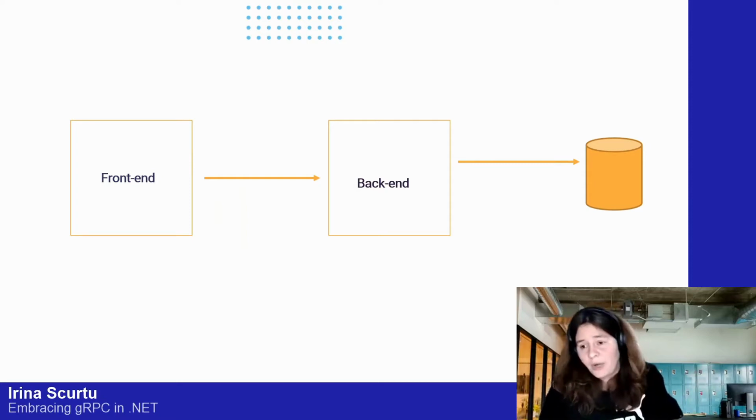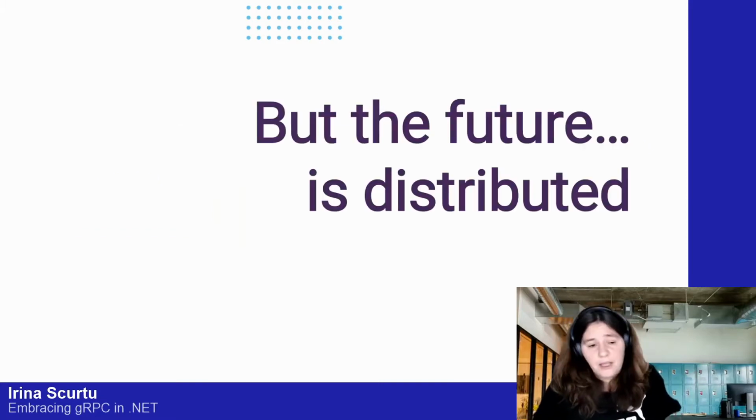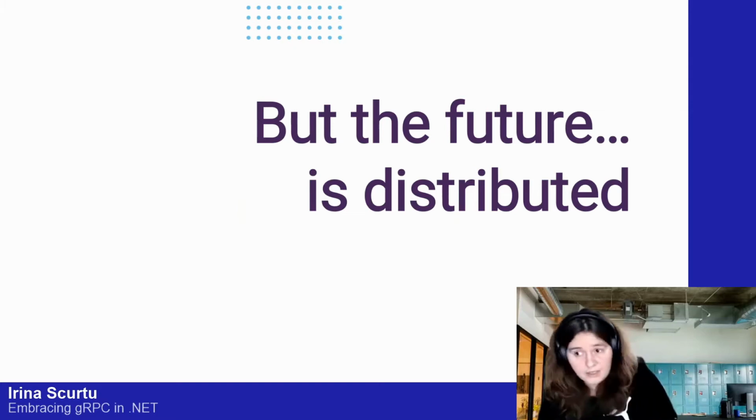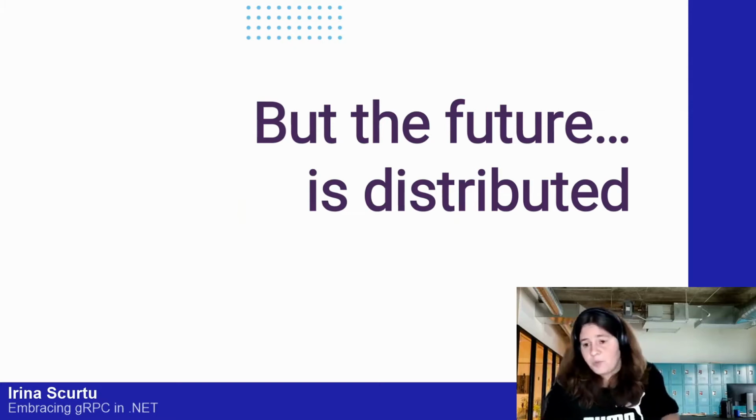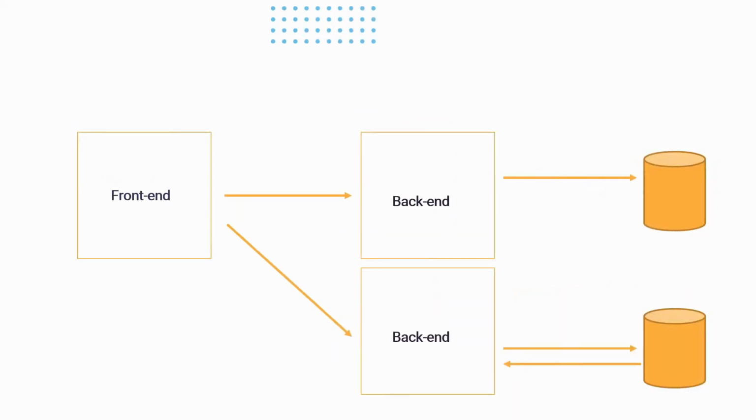But we all know and we all have to accept that the future is distributed. Simply think of the fact that the quantity of data is getting bigger and bigger. We need to process a lot of data. We need to respond as fast as we can, even in real time or near real time. And then we have no other option than to go distributed. And now we have front ends that aggregate different backends. And those different backends end up communicating with several databases or even with other backends.